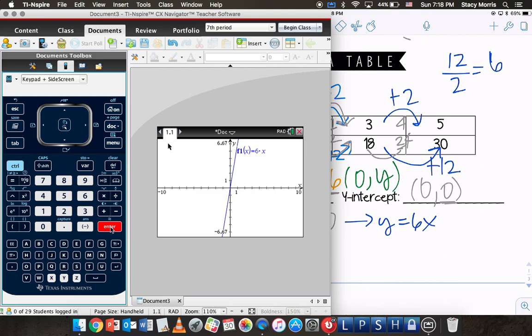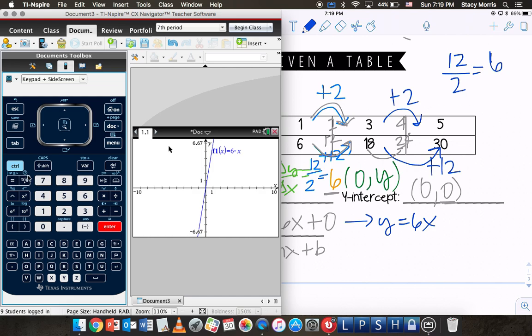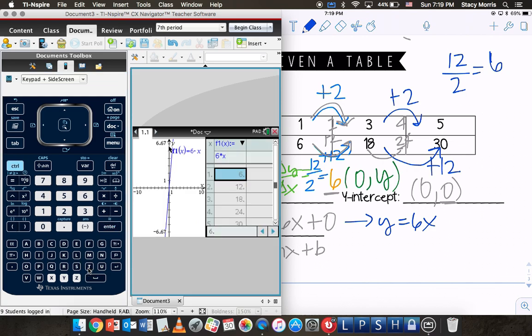So that's what the line would look like. I can trace to get to these points, or I could just use the table. So I'm going to do the table because it's a little bit faster. So Control T. So at 1, 6, that was given to me. I didn't have 2, but I did write that in right here, 2, 12. Then 3 would be 18. That was given to me. At 4, I said 24. That matches. At 5, 30.